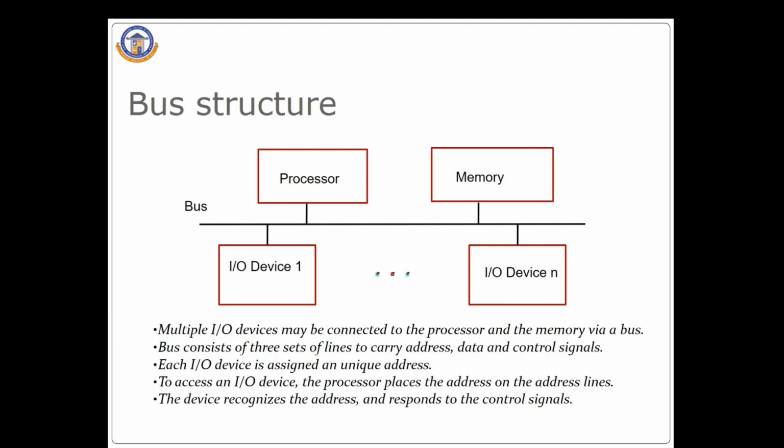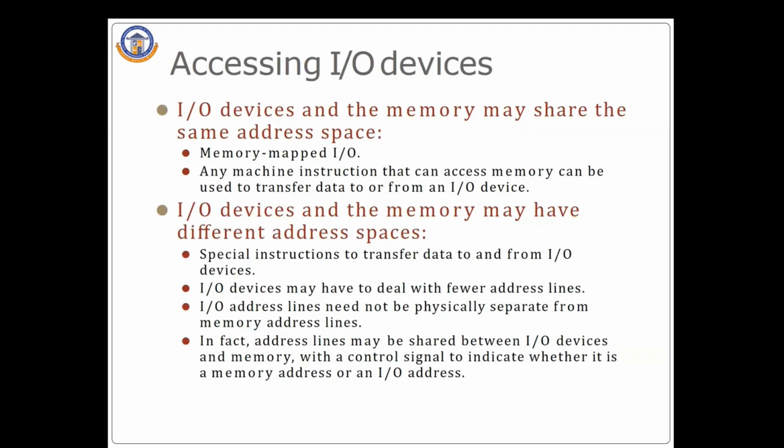So we have three bus lines. As I said, each and every I/O device will have a unique address. To access the I/O device, what does the processor have to do? The processor should place the address on the address bus so that the I/O device recognizes its address and responds to the processor. And while accessing the I/O devices, the memory may be shared. The same memory space can be used by the I/O device.